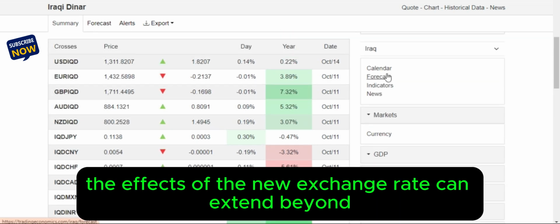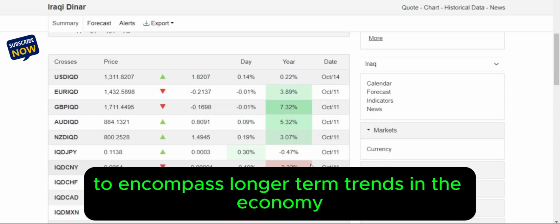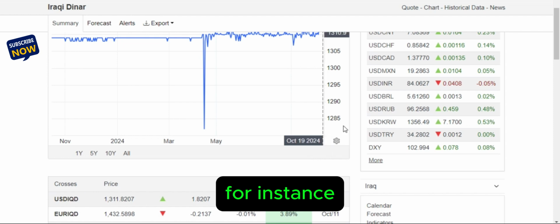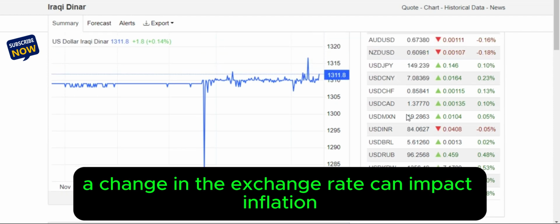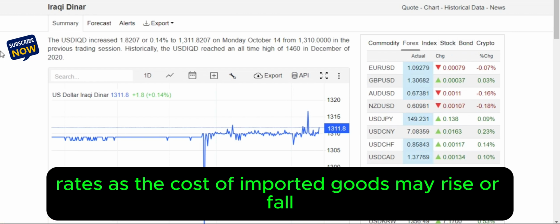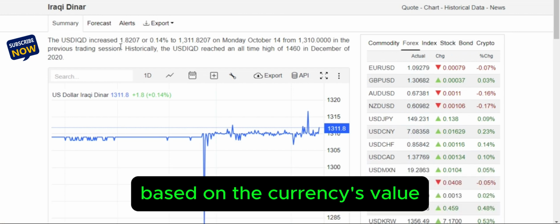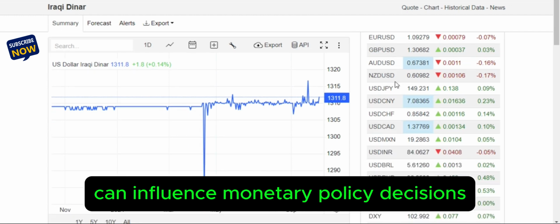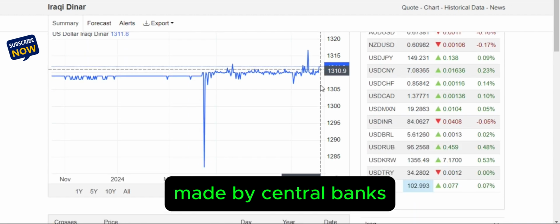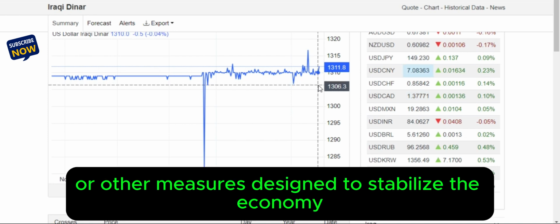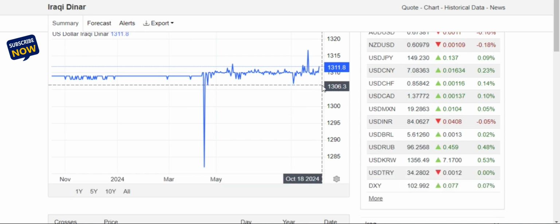Additionally, the effects of the new exchange rate can extend beyond immediate reactions to encompass longer-term trends in the economy. For instance, a change in the exchange rate can impact inflation rates, as the cost of imported goods may rise or fall based on the currency's value. This, in turn, can influence monetary policy decisions made by central banks, leading to adjustments in interest rates or other measures designed to stabilize the economy.